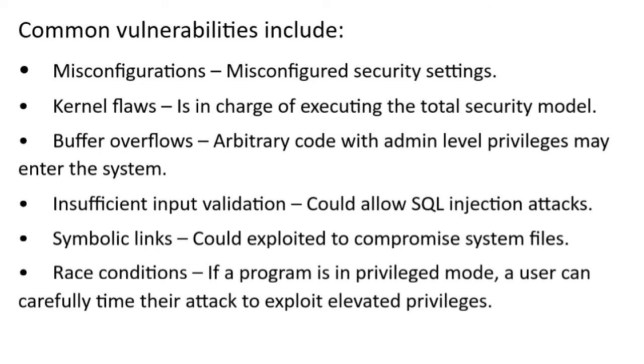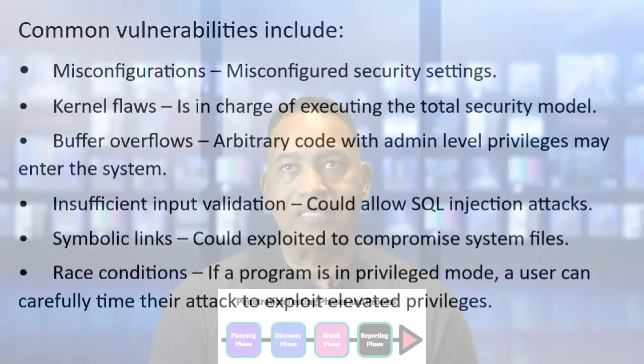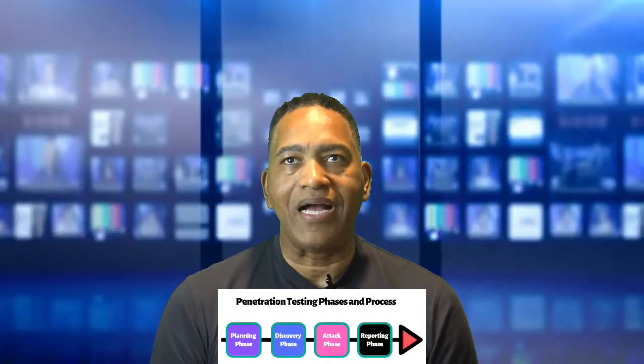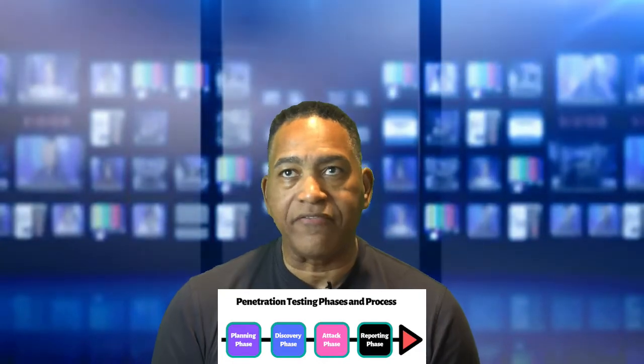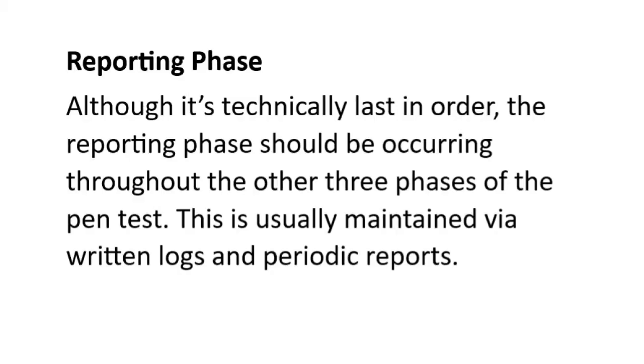This is a very common attack on systems. And then symbolic links, also known as symlinks. The symlinks could be exploited to compromise system files. And lastly, race conditions. If a program is in privilege mode, a user can carefully time the attack using the escalated privileges as a threat vector or an entryway.